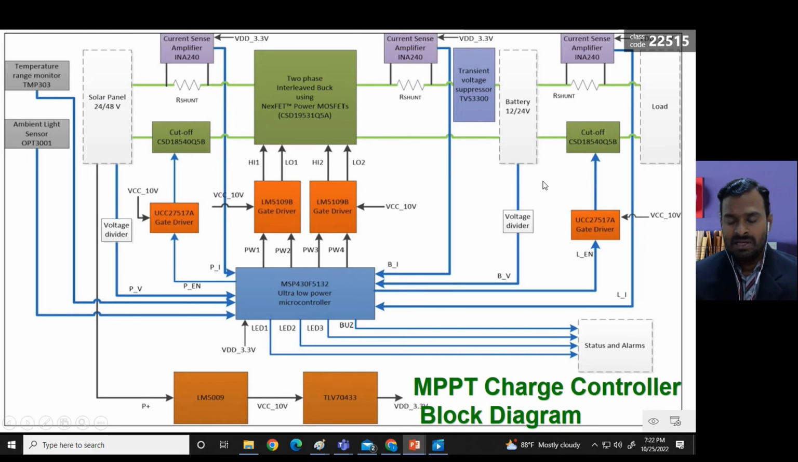In case you have a very low voltage, then the load can be shut off. You can see here the load is connected through, again, a switch. This is also connected with the gate driver, and we have this switch.